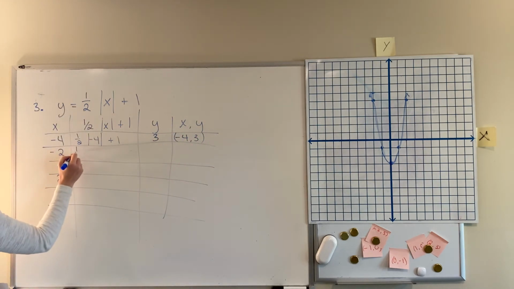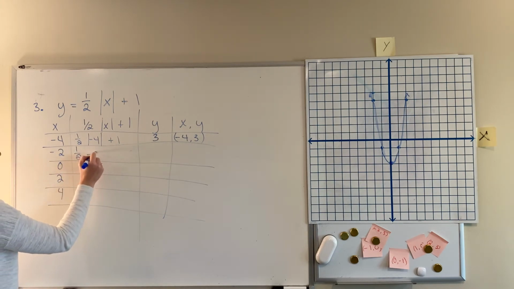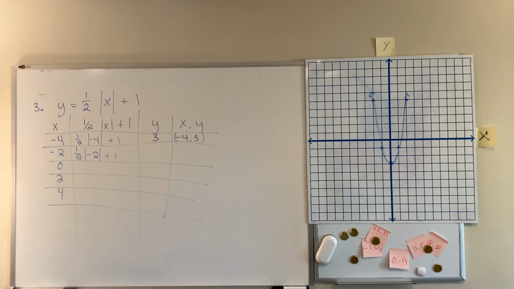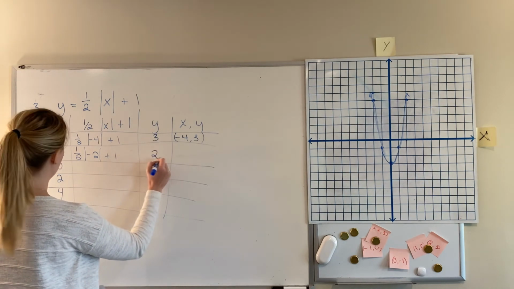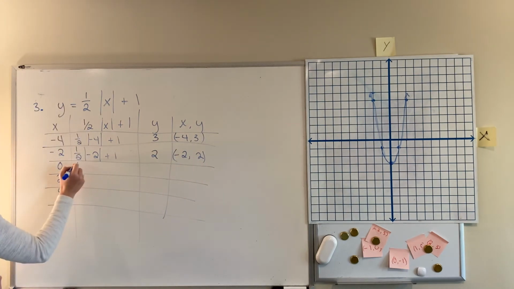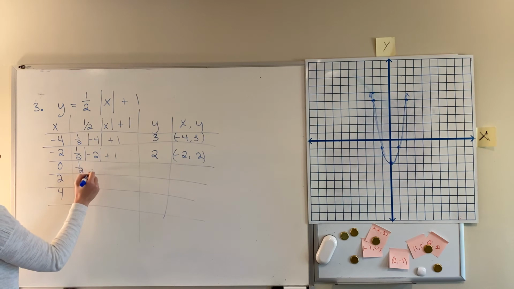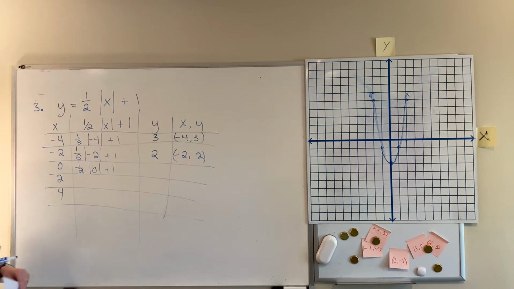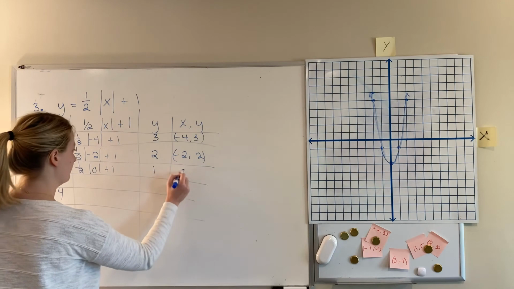Keep going. 1/2 times the absolute value of -2 plus 1. What's the absolute value of -2? Absolute value of -2 is 2. What is 1/2 of 2? Half of 2 is 1. So now 1 plus 1 is 2. -2, 2. 1/2 times the absolute value of 0 plus 1. Absolute value of 0 is 0. What is half of 0? Well, half of 0 is 0. 0 plus 1 is 1. And now we have 0, 1.